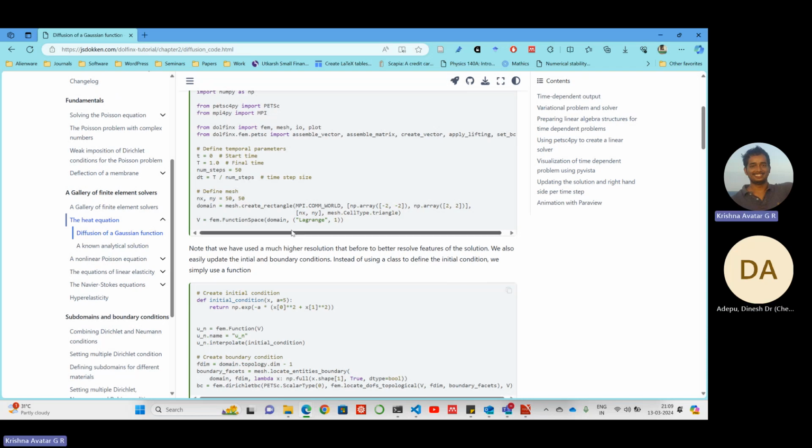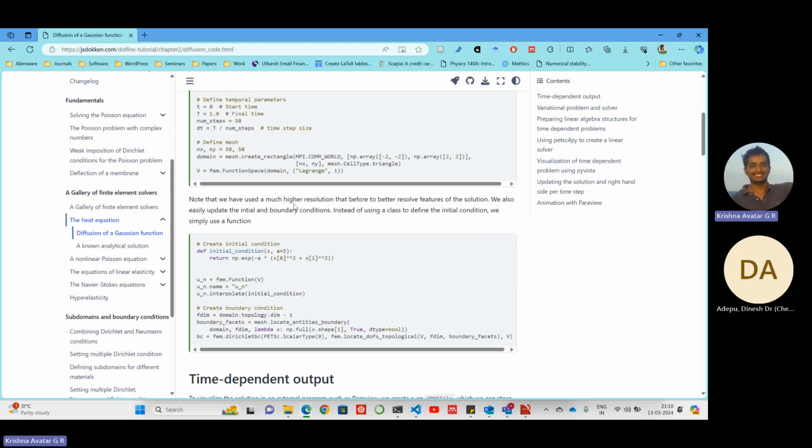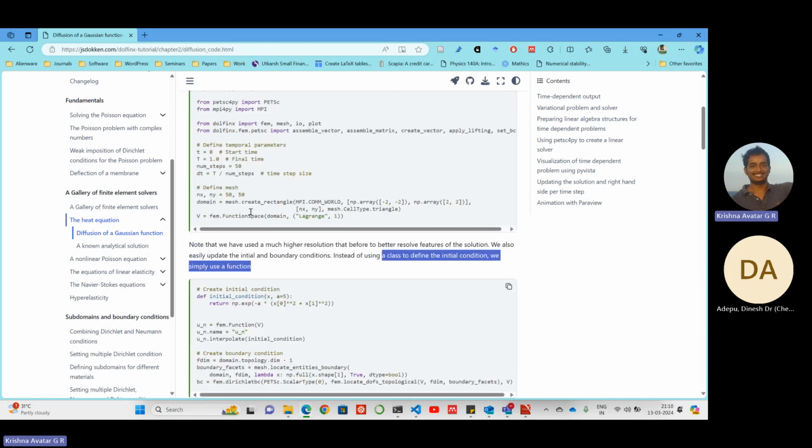Okay. So once we have defined the domain here with mesh cell type to be triangle, then we have defined our function space. fem.functionspace takes the domain, comma, and we have considered Lagrange basis functions of first degree, which is just the simplest basis functions. So we also easily update the initial and boundary conditions. Instead of using a class to define the initial condition, we simply use a function. These are just nitty-gritties.